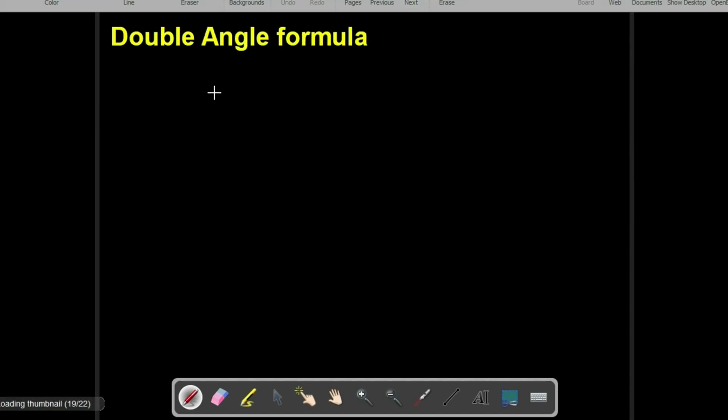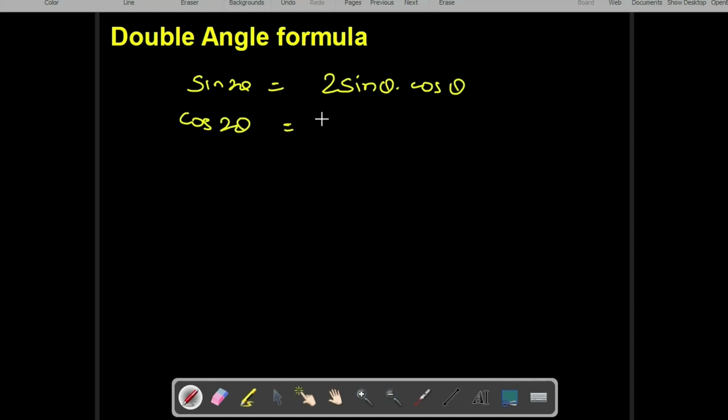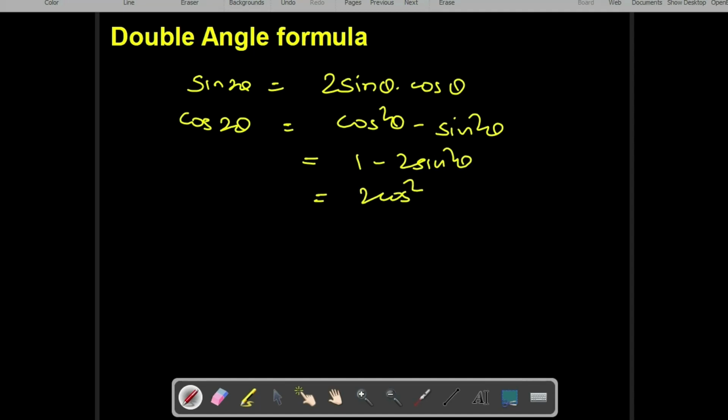Now moving to the double angle formula. There are a couple of angle formulas like double angle or triple angle, but in this session I am going to take only the double angle formula. Sine 2 theta I can write as 2 sine theta into cos theta. Cos 2 theta is cos square theta minus sine square theta. Or, using the identity sine square theta plus cos square theta equals 1, we can convert it into 1 minus 2 sine square theta, or 2 cos square theta minus 1. Either of these three.